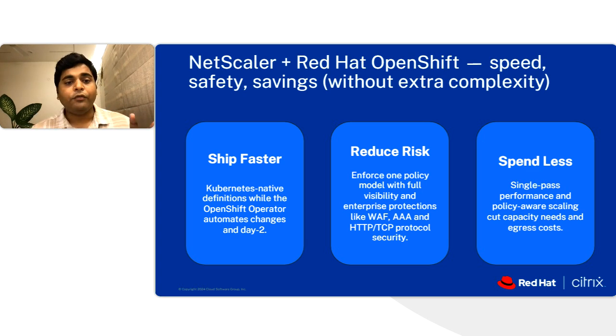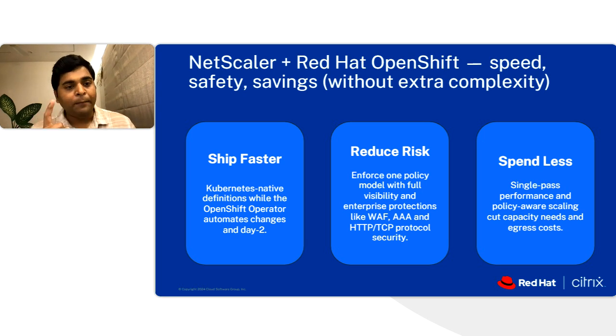Teams define traffic with Kubernetes native constructs, like we discussed, either Ingress or maybe the Gateway API in future. The OpenShift operators handle deployments, lifecycle, and day-two operations. So changes move through the CI/CD pipeline instead of tickets. For brownfield deployment, our config-to-infrastructure-as-code tool converts existing ADC policies into Terraform or Ansible, standardizing changes and rollbacks.